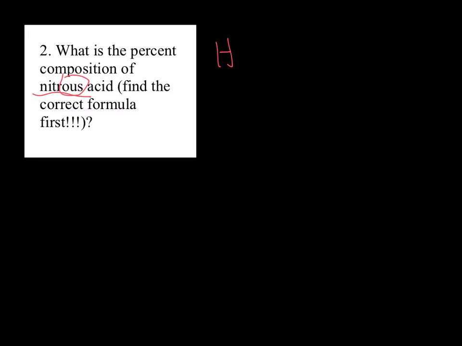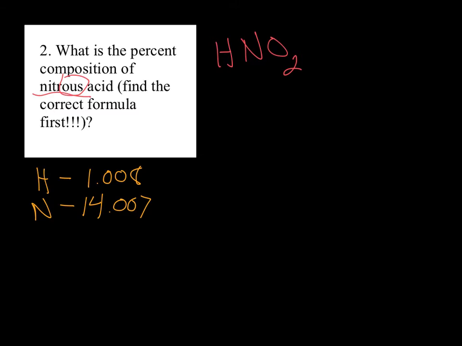So this is nitrite, which is NO2. So HNO2 is our nitrous acid. So now I'm going to do exactly what I did on the last problem to find the total mass. The total mass of this is going to be, well, hydrogen is 1.008. There's one hydrogen. Then I have nitrogen, which has a mass of 14.007, and there's one nitrogen.